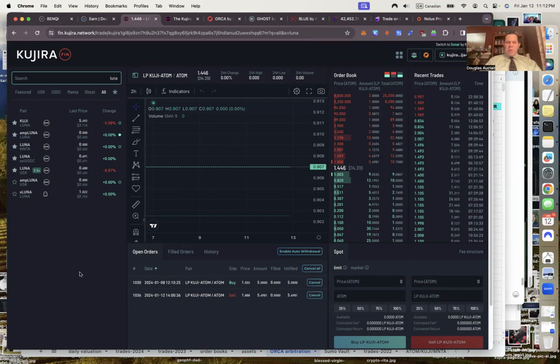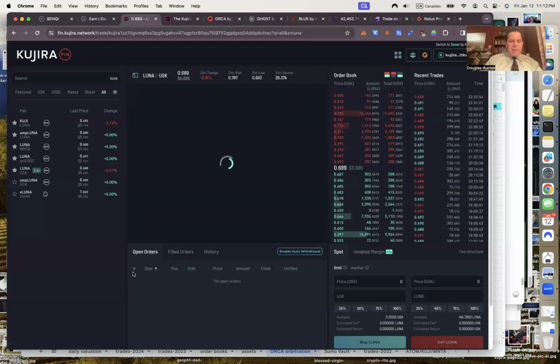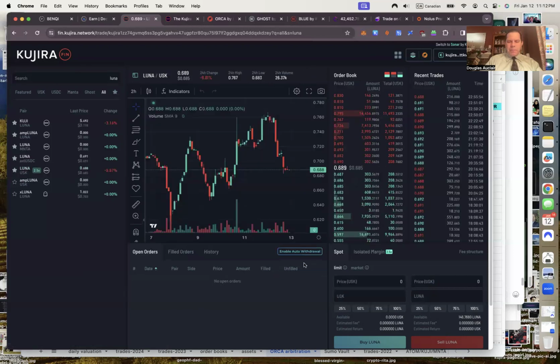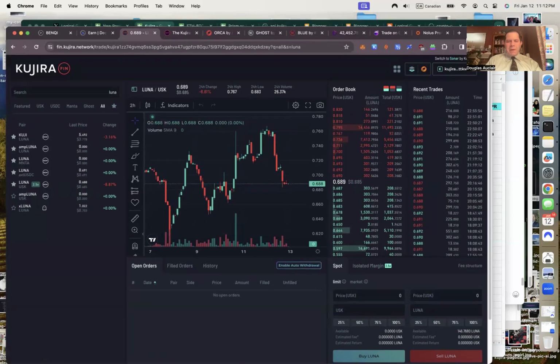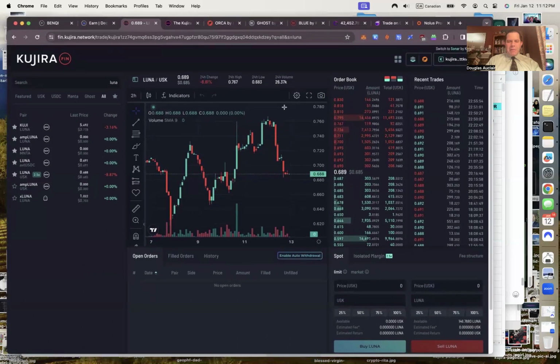Since this is only a 2% gain, well, let's look at the USK board. Luna's been weathering some heavy seas, as you see over these last few days. But we have Luna currently at 68.8, and it was at a high point of, just a moment, 76.7, which we can see here at this point.